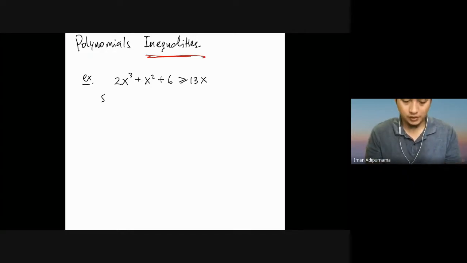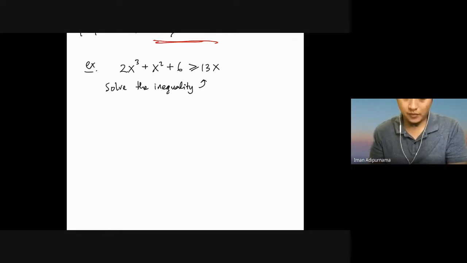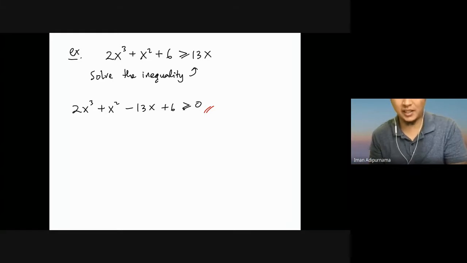The question is just to solve the inequality. To solve this, in terms of polynomials, the idea is still the same. Put everything on the same side like that, and you will have 0 here. It always makes one of the sides 0. In this case, the right side is 0.